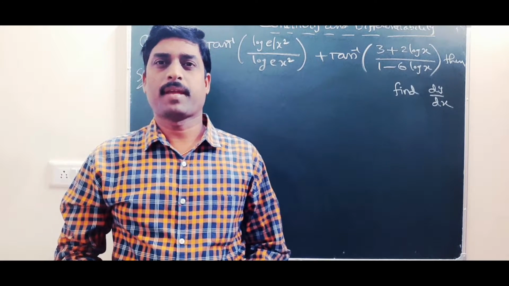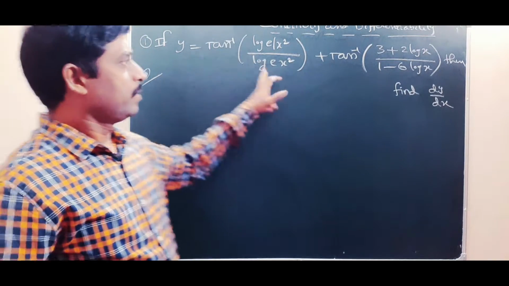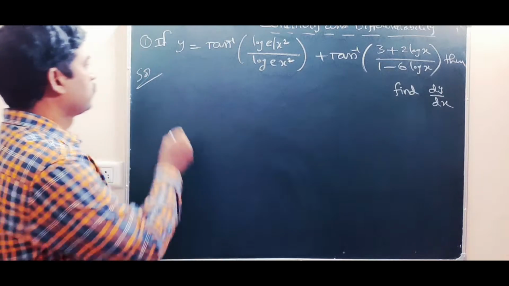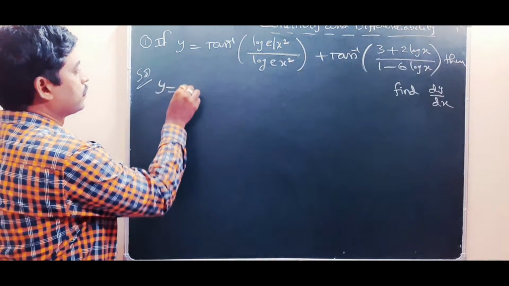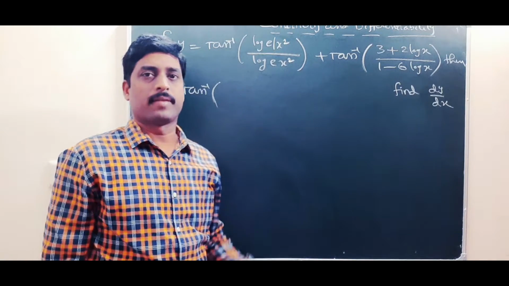Today I would like to explain trigonometry problems. Okay, now explain question number 1. So y value is given, then we have to find dy by dx. Okay, so y is equal to tan inverse of log e by x square.